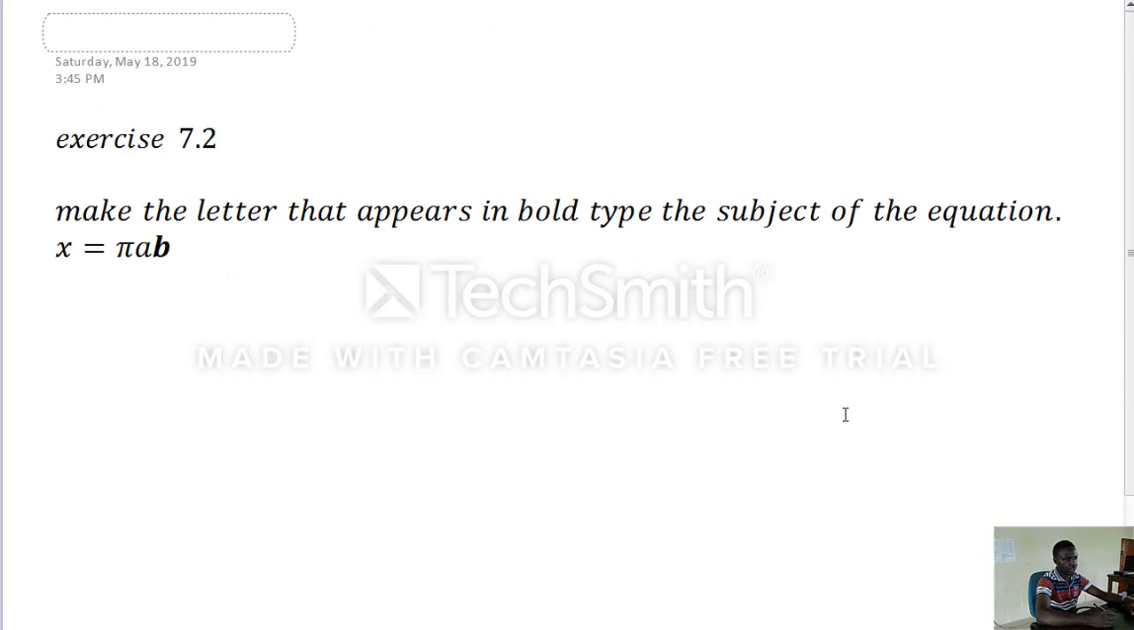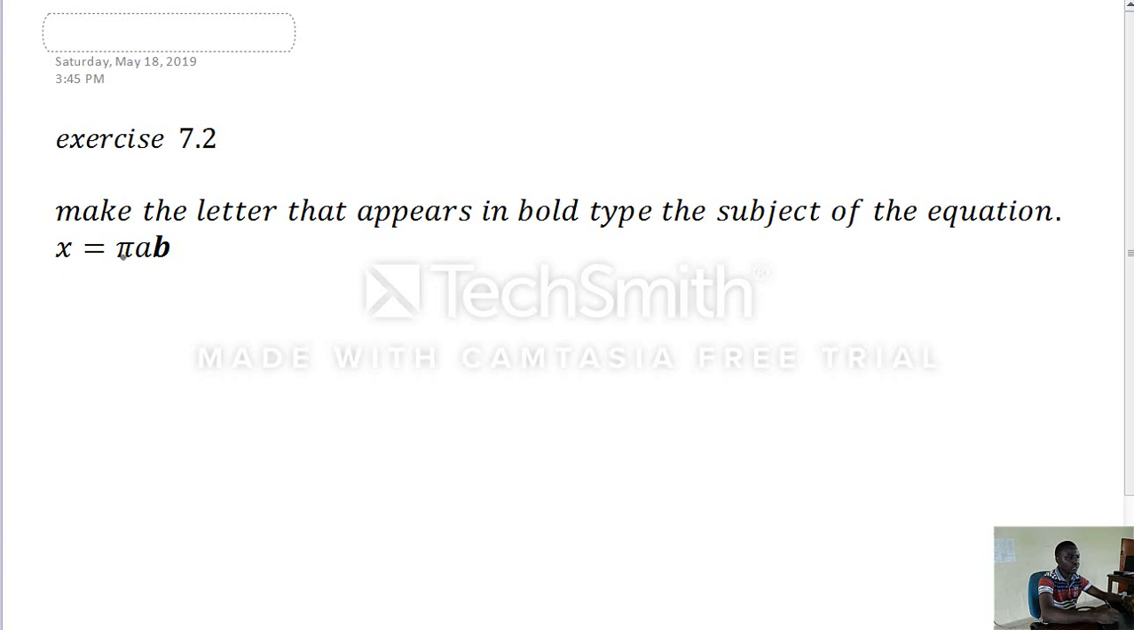Okay, still on change of subject of formula, we are asked to make the letter that appears in bold type the subject of the equation. And in this equation, b is appearing in bold type, so we have to make b the subject of the formula. On the left hand side, we have x being equal to pi a b. Making b the subject of the formula, you agree with me that pi is being multiplied by a and b, but b is the needed variable.